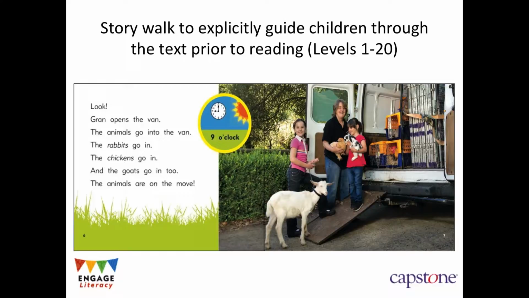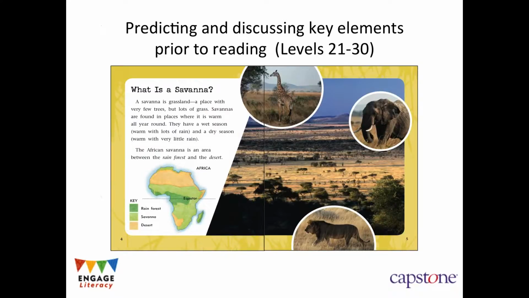For example, you could ask, is this a fiction or a non-fiction text? How can you tell? Talk about labels, italicised words, picture glossary, and headings and their purpose. For the developing reader, levels 21 to 30, children can be given the opportunity to learn with and learn from other students as well as teachers.